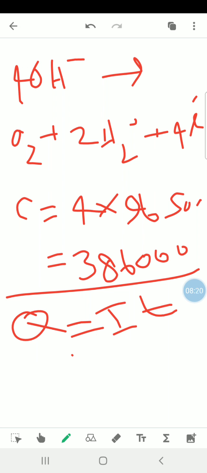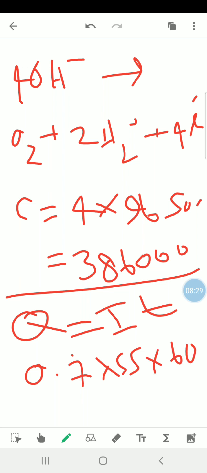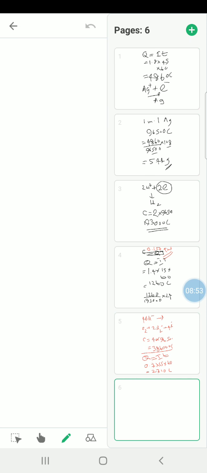Q equals IT. So current is 0.7, time is 55 minutes. So that has to be multiplied by 60 to get seconds. So the charge we are going to get is 2310. 2310 coulombs of charge is given. So now 2310 is what we have actually given. 386,000 is what we will have to give to get 1 mole.